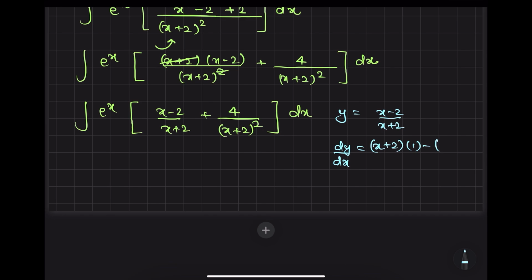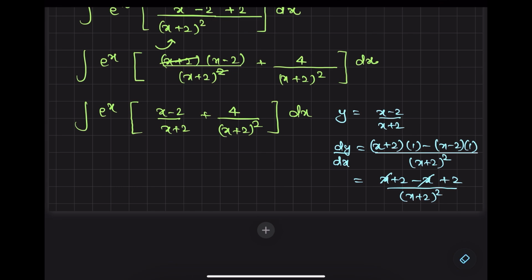So minus of, now we go with the numerator. We will keep the numerator as it is and differentiate the denominator. The differentiation of the denominator is 1, and the differentiation of a constant is 0. Now it is the denominator whole square. Let's do the simplification: x plus 2 minus x plus 2 upon x plus 2 whole square. This thing is gone, so we got 4 by x plus 2 whole square, which we already have.